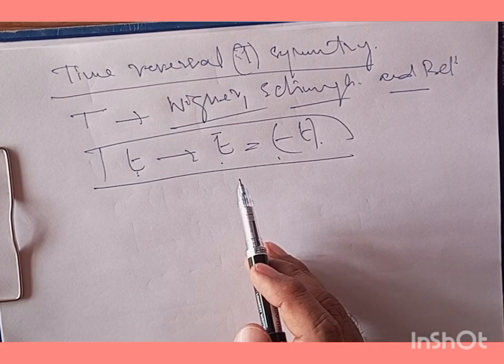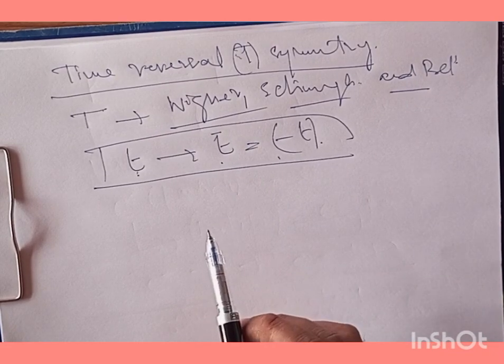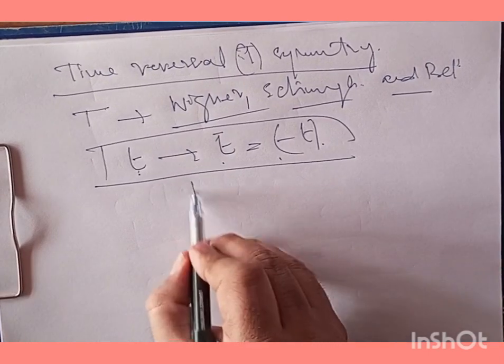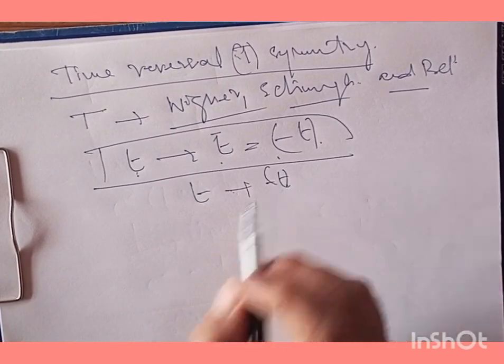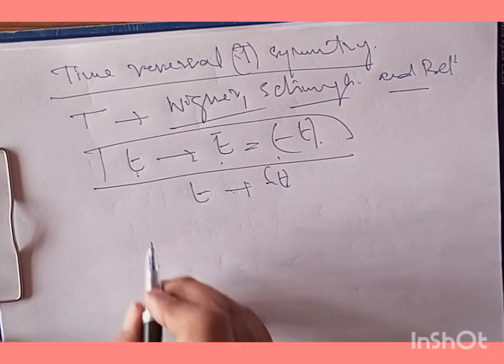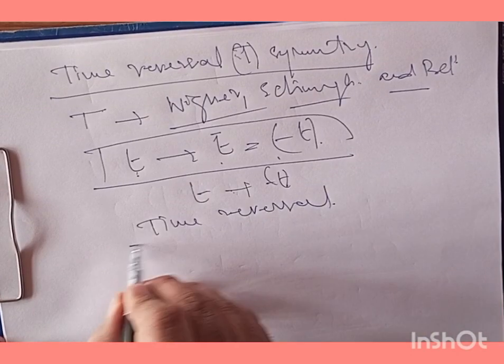Now, a physical quantity which remains unchanged when time is reversed, that is, this T is simply made minus T, this thing is known as time reversal. We call this thing time reversal, simply.